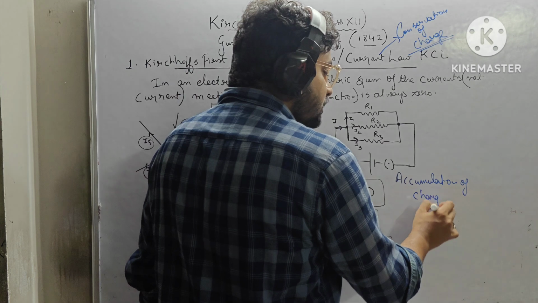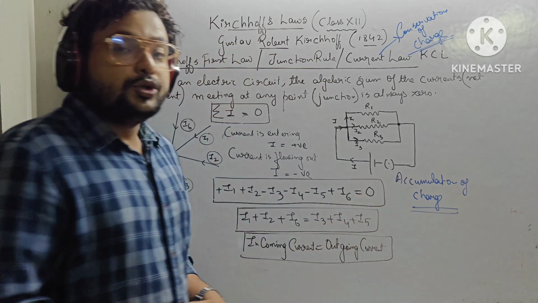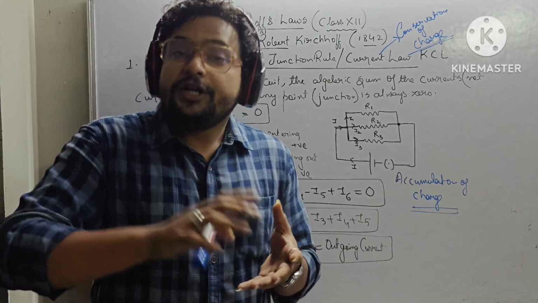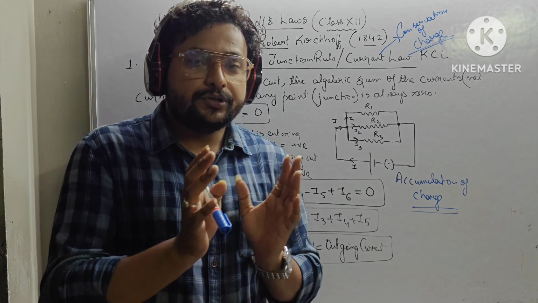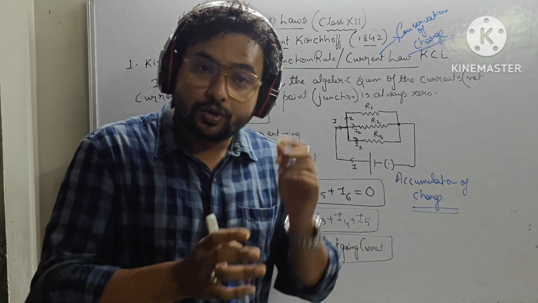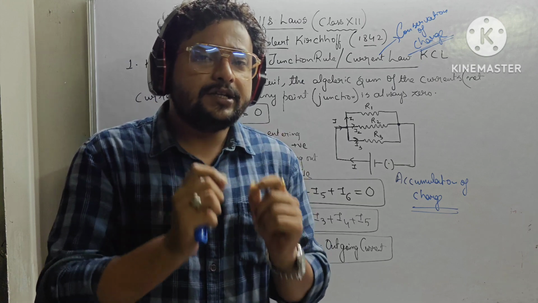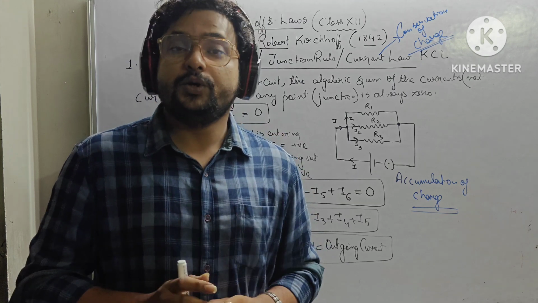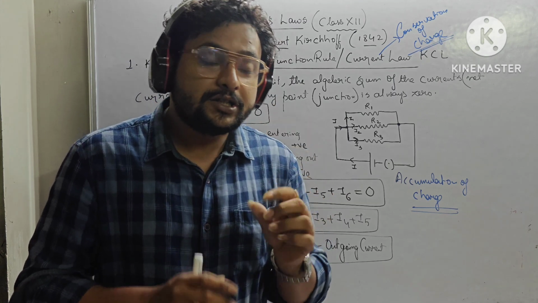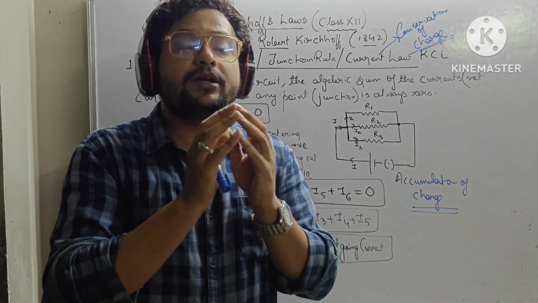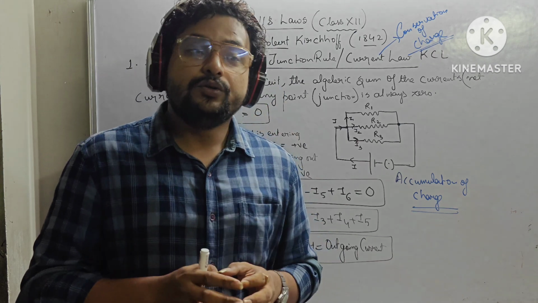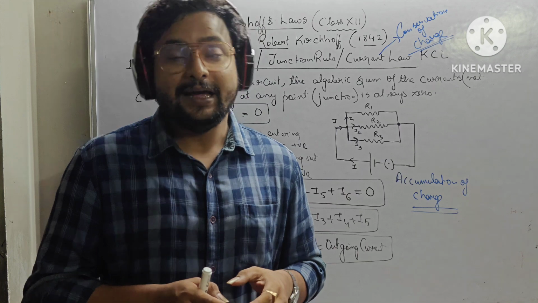There will be an accumulation of charge. So if the incoming current is not equal to the outgoing current, suppose we assume that the incoming current is more, and the outgoing current is less. If this process is continuously happening, what is going to happen at that particular junction? Charge is going to accumulate continuously, and we know that can never happen.